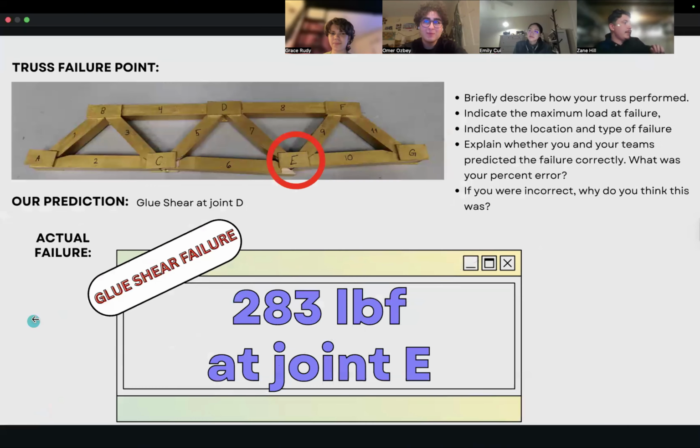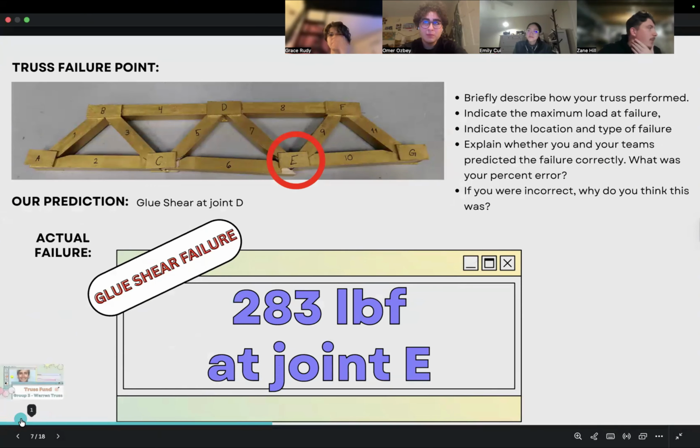All right. So here's a picture of our full truss. As you can see, I have circled the failure point. You can kind of see that the lower member, member six, is falling out of joint E. Basically, our truss held up 283 foot-pounds until we had a glue shear failure point at joint E, where we predicted it might be at joint D, where the load was being applied.